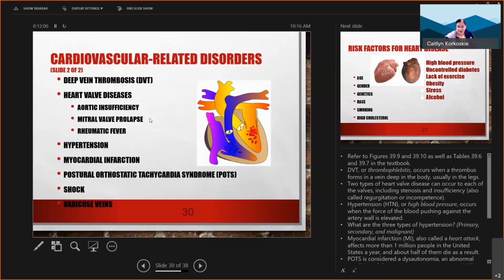A symptom of a DVT would be if someone is having pain in their leg, and you also see some swelling there. It could be a DVT. Some other diseases would be high blood pressure, which is hypertension. A myocardial infarction, or an MI, is the medical term for a heart attack. And then shock, and varicose veins, which are usually in the legs.